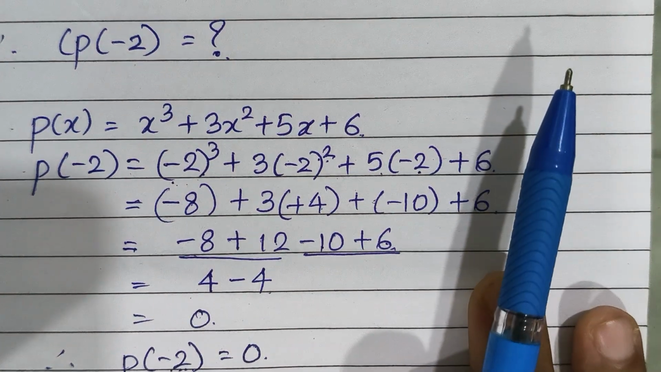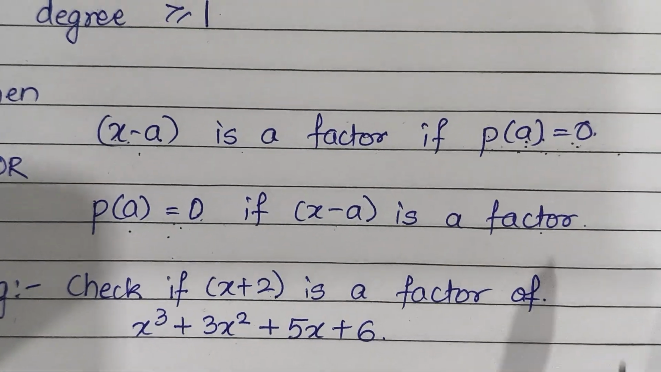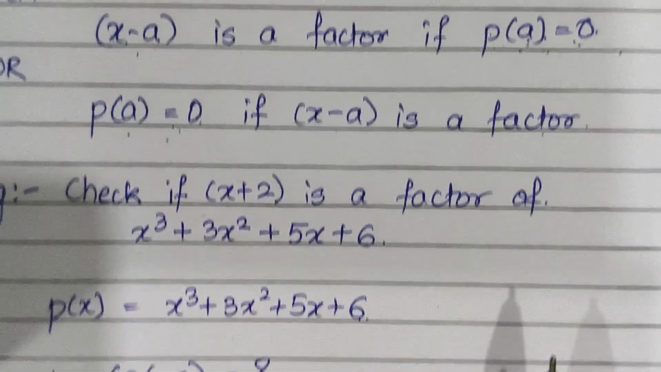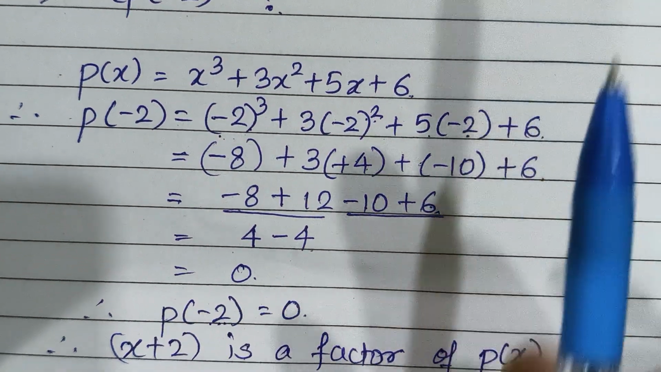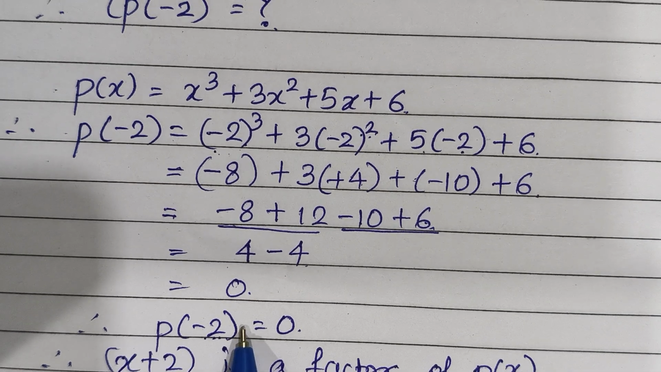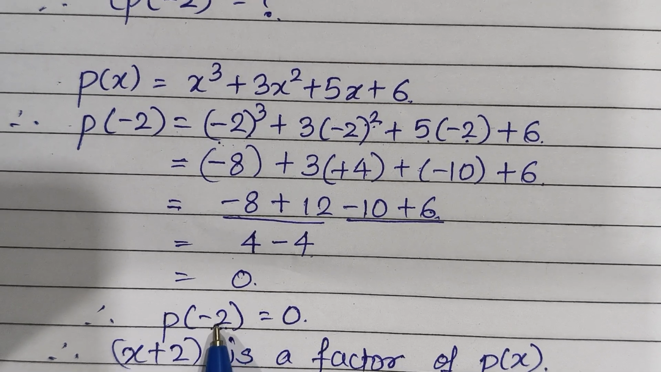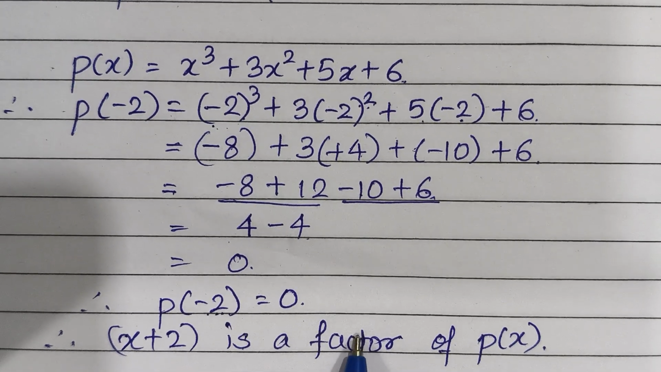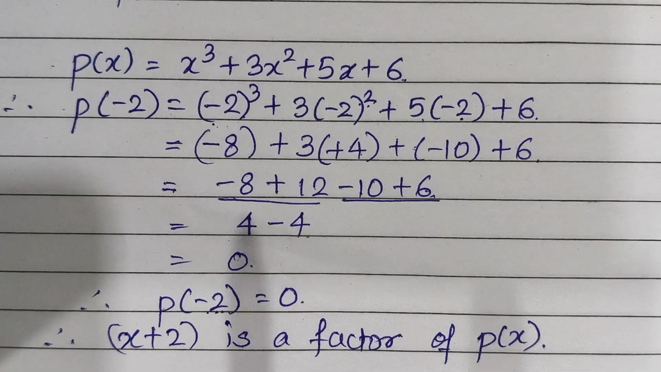So what does our factor theorem say? If p of a is 0, then x minus a is a factor. What have we got? p of minus 2 is 0. That means the negative of this number is a factor. That is, x plus 2 is a factor of p of x. I hope you have understood the concept clearly.